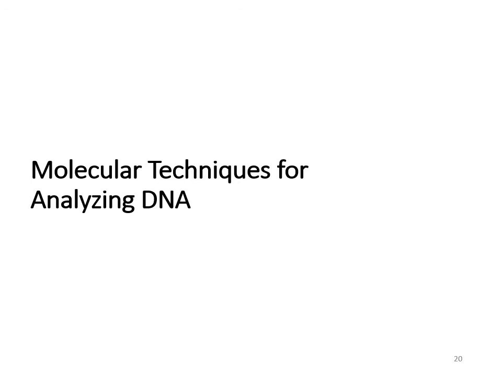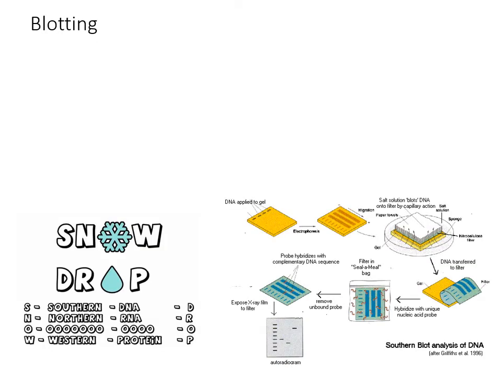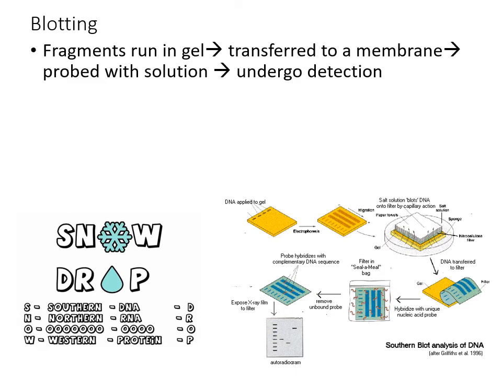The last few slides I want to cover are the molecular techniques for analyzing DNA. So with blotting, there are a few different forms of blotting that I want you to know the difference between. In all of them, you'll have fragments run on some sort of a gel, then copied onto a porous membrane, and then probed to have some sort of detection.